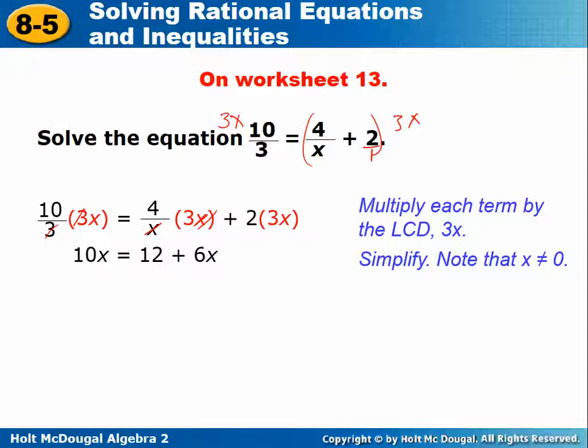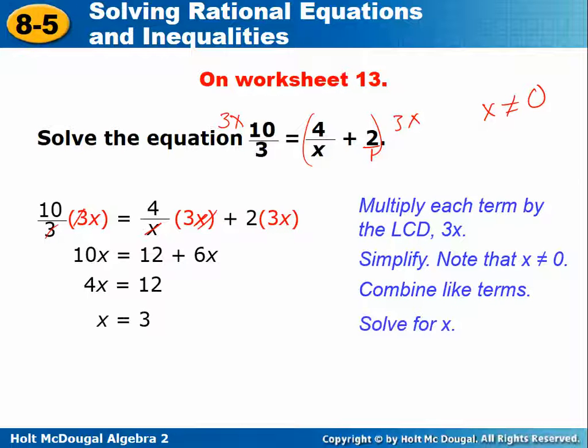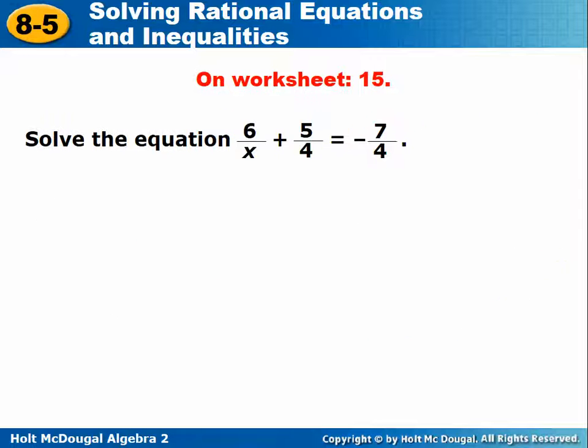Nothing squared here, so you won't have to factor. Oh, I forgot to say what x can't be. I have to keep in mind that x cannot be 0 because then the denominator will be 0. Subtracting 6x, I divide both sides by 4. x equals 3. And then you just check it and make sure that it works.